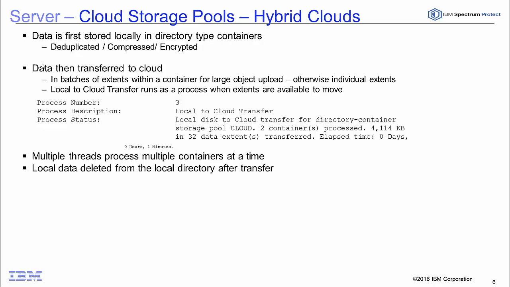The data is then going to be transferred to the cloud in batches of extents within a container if you have the large object upload supported, or by individual extents for the other types of clouds. And when we do this transfer, you'll actually see a process running called local to cloud transfer. So if you do query process, you'll see that out there. We can have multiple threads processing multiple containers at a single time. And the local data will be deleted from the local directory after it's been transferred up to the cloud.